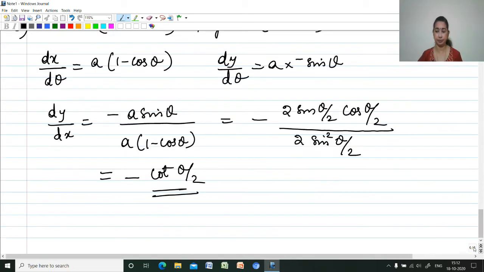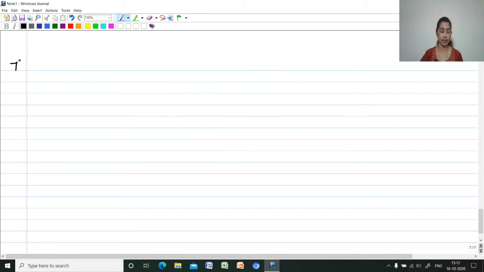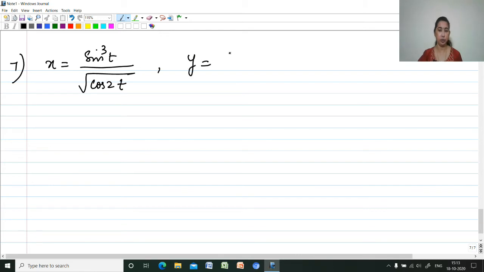Next one. Question number 7. X equal to sin cube t divided by root of cos 2t and y equal to cos cube t divided by root of cos 2t. So both in parameter t, but it is so lengthy, so listen properly while I am doing.